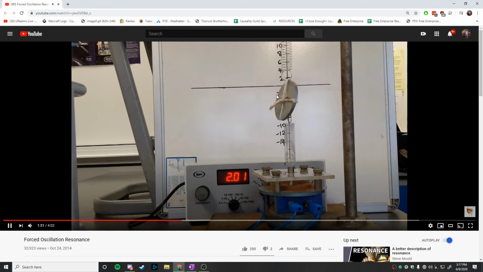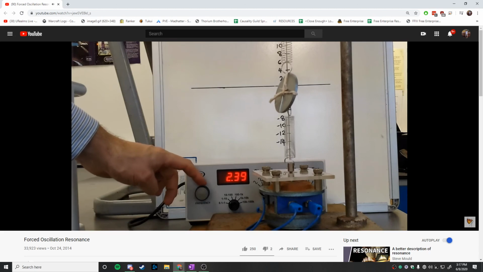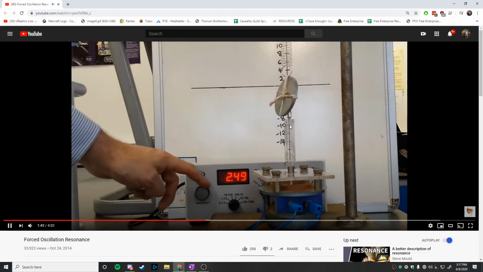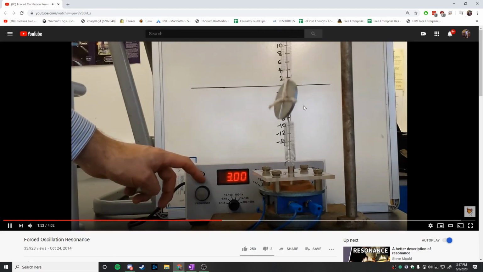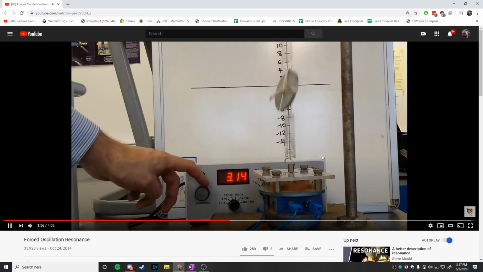Notice how little it's doing. He's at 2 hertz. He's going to raise it higher. He's basically looking for the resonant frequency. Does that make sense? He's trying to see a place where this thing starts to go crazy. So 2.5 is not working. Okay, now he's at 3. It's starting to oscillate a lot more, right?